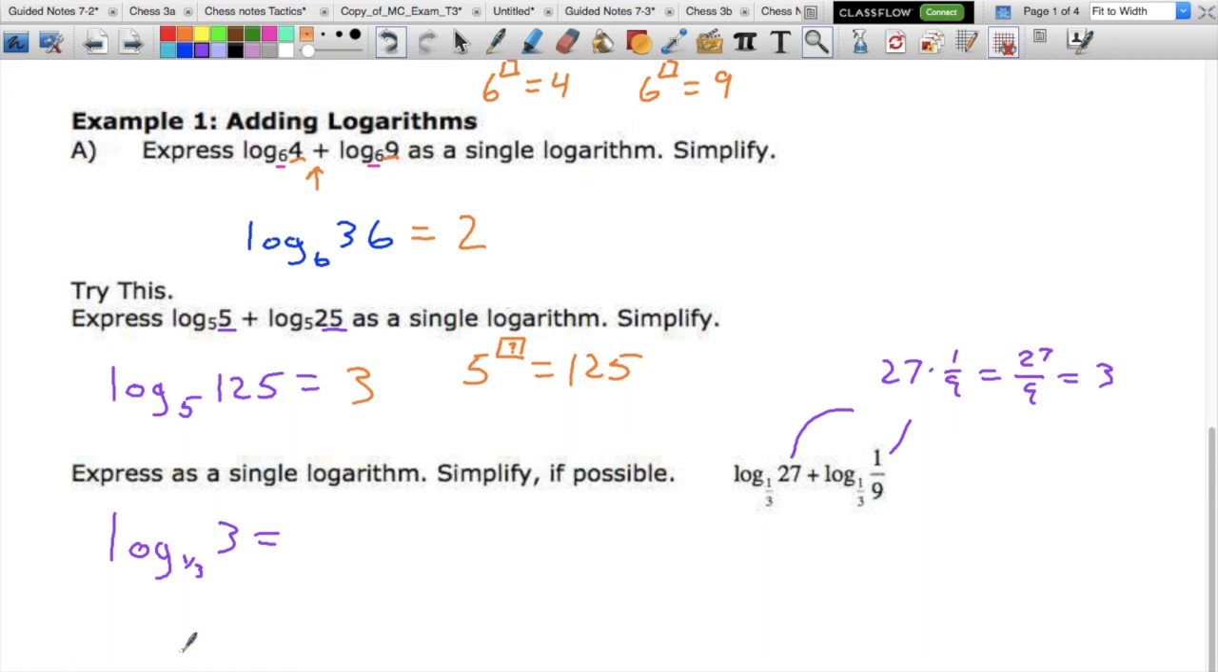And what do you think? How can we get an answer for this? 1/3 to what power equals 3? Don't yell it out loud. Just hold it for a second because I want everyone to at least think of an answer. 1/3 to some power equals 3. Don't yell it out.